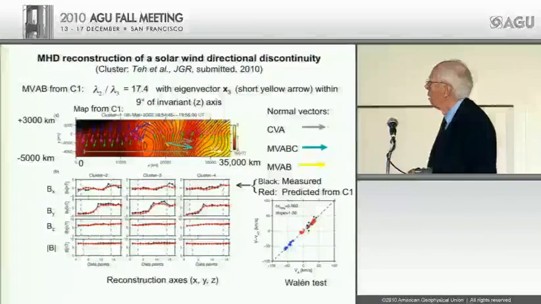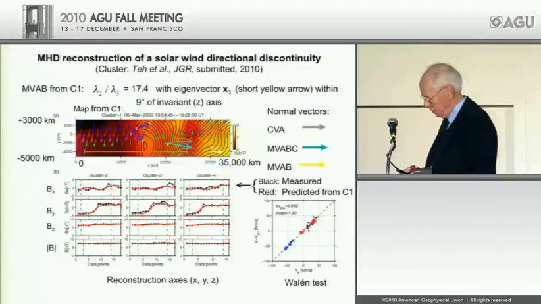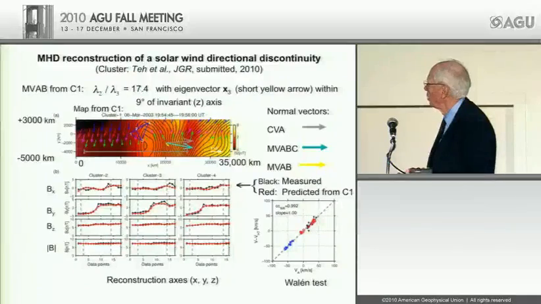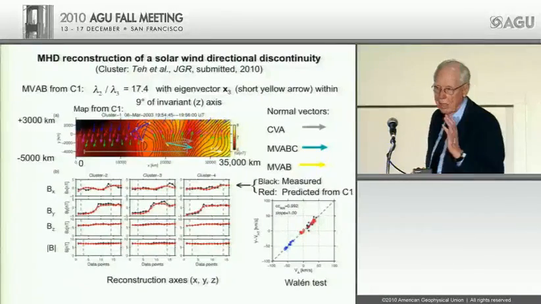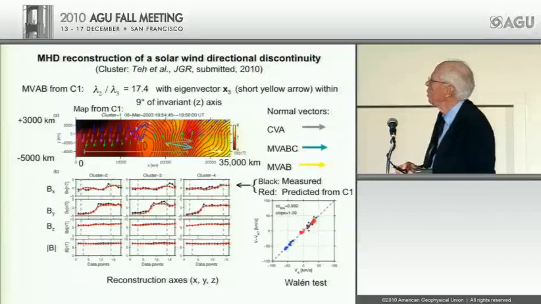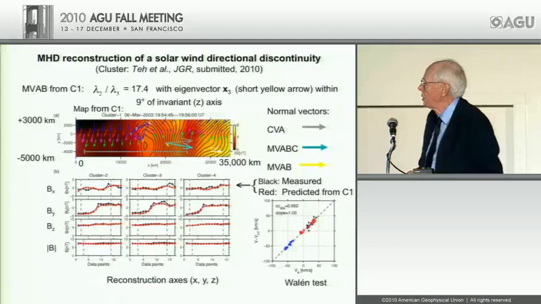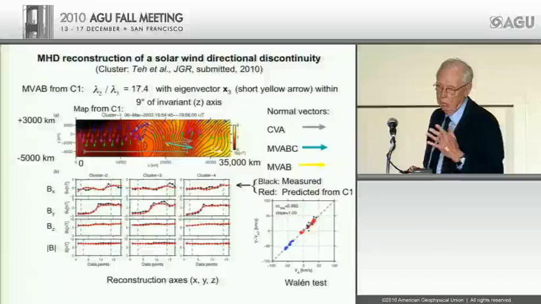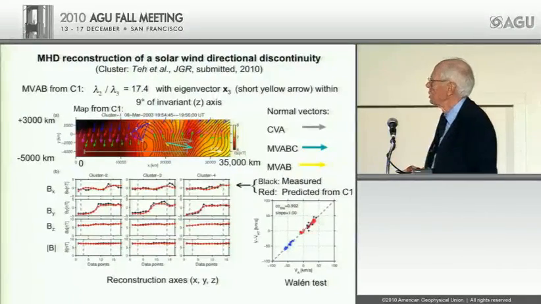If you do this Walén test now, you find the result on the bottom right here. That shows you that the data are beautifully lined up on the positive diagonal, and they are well spread out as well. This is a good satisfaction of the Walén test. So that is consistent with the rotational discontinuity. The slope is positive, so the flow is along the magnetic field like this. Another item is that the magnetic field magnitude is also nearly constant, and that's another property of rotational discontinuities.